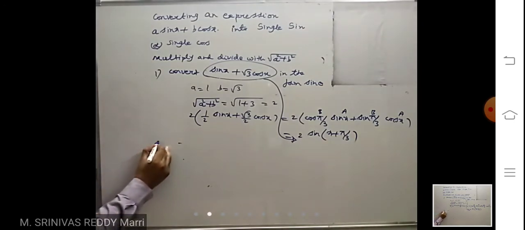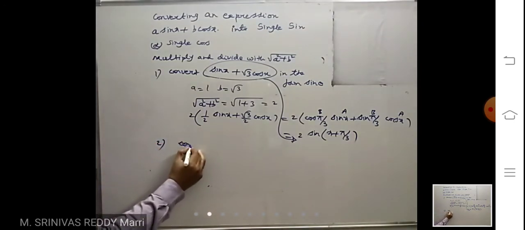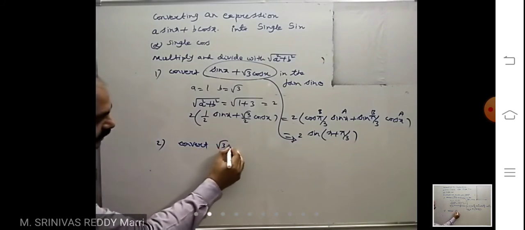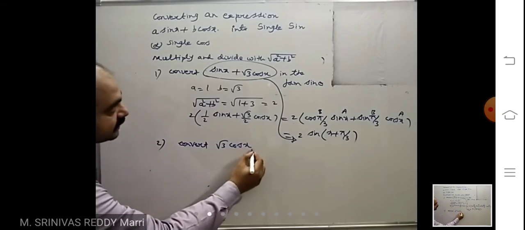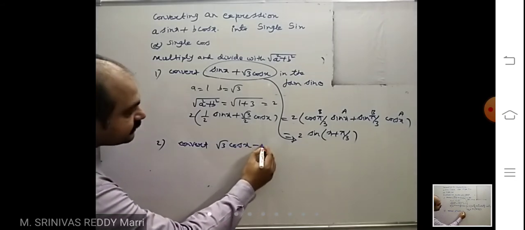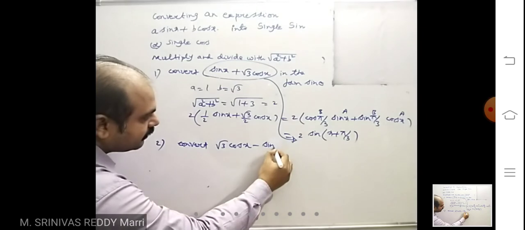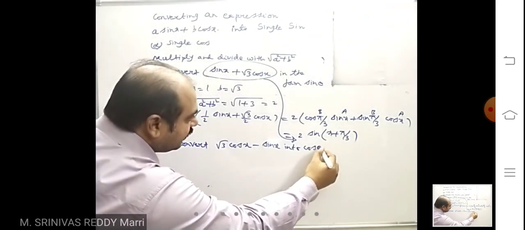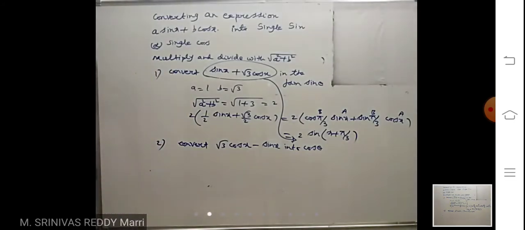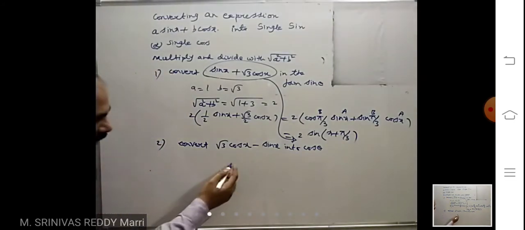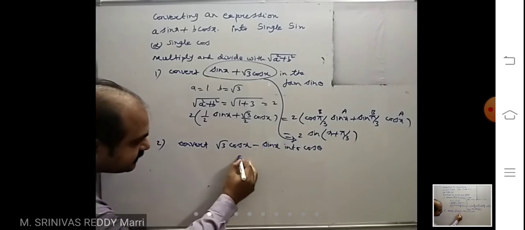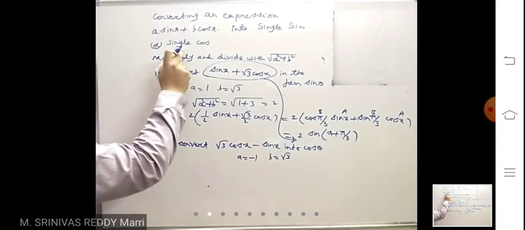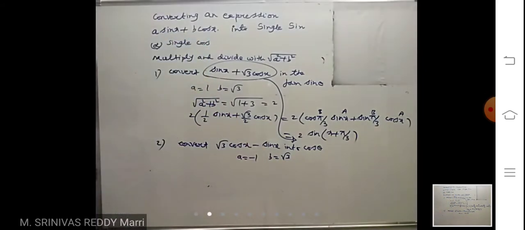Suppose you want to convert root 3 cos x minus sin x into cos theta. Again same. A is what? Before sin x, whatever it is there, A. B equal to root 3. Look at it is like this: A sin x plus B cos x.